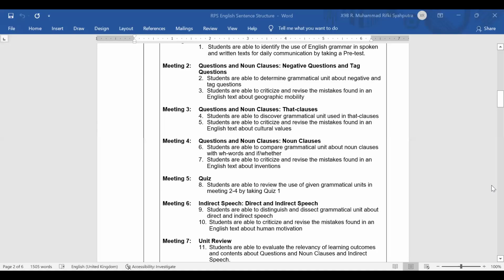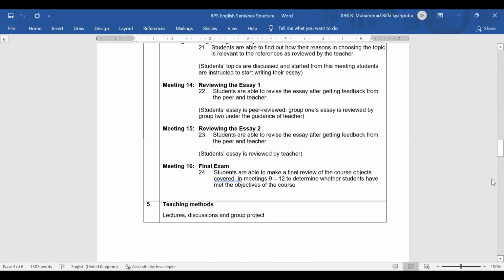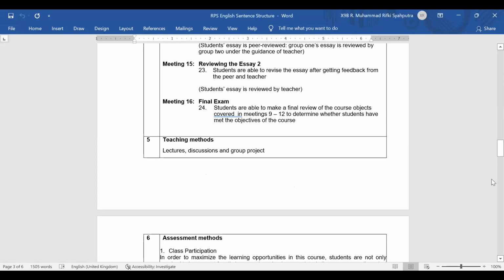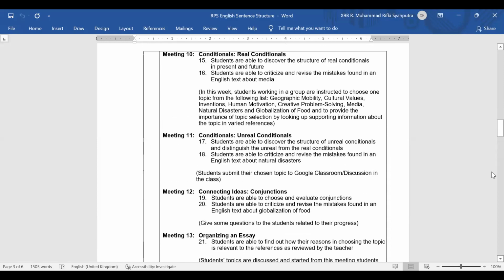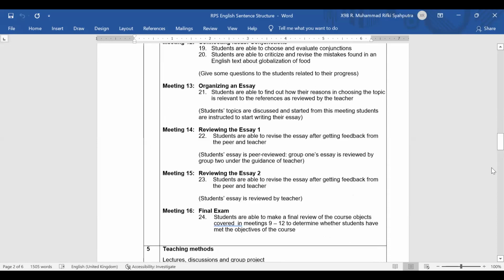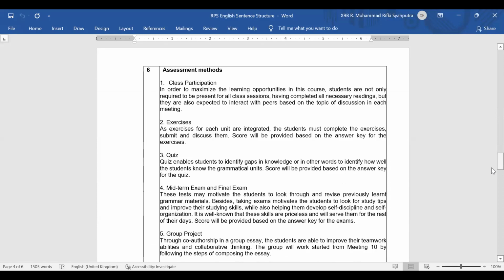Okay, let me share again the RPS. So after we learn about question and noun clauses, negative questions and tag questions, we actually have 16 meetings and the teaching methods are lecturing, discussing, and group project. So the group project will be done in meeting 10. Okay, next, assessment method.